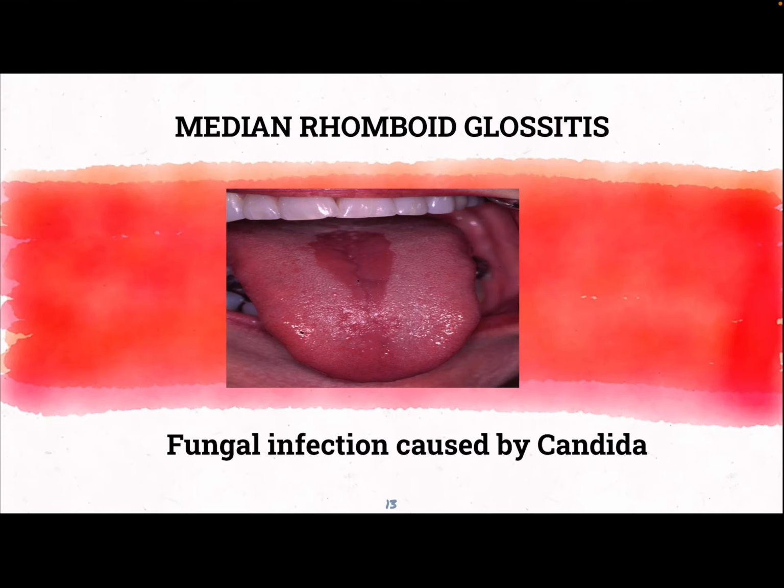Glossodynia, burning mouth syndrome, median rhomboid glossitis, and glossal central papillary atrophy may occur, in addition to burning mouth symptoms associated with diabetic neuropathy. Median rhomboid glossitis etiology is unknown. It is most often thought to be a congenital anomaly or a chronic localized candida infection.